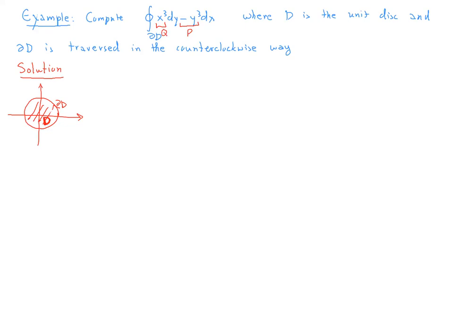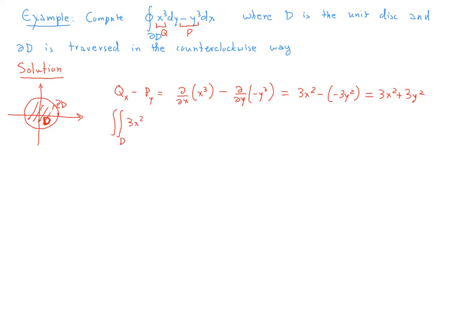So we will have that Q sub x minus P sub y is the partial with respect to x of x cubed minus the partial with respect to y of minus y cubed, which is going to be 3x squared plus 3y squared. And that's all we need to integrate over the unit disk. So we will have the integral over D of 3x squared plus 3y squared.